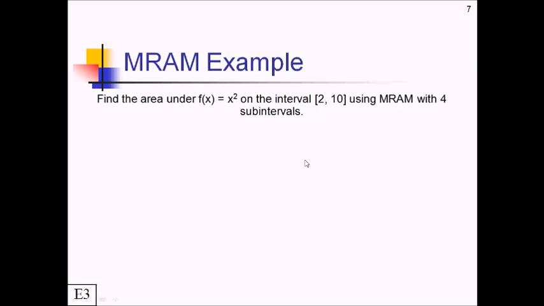On this next one, we're now going to find the area under x squared on the same interval from 2 to 10 using MRAM with 4 subintervals. So we'll bring it together and actually come up with the table together on this one. For MRAM, we have to use the y value of the midpoint for the height. That means we need to take midpoint values that we're putting in our table.